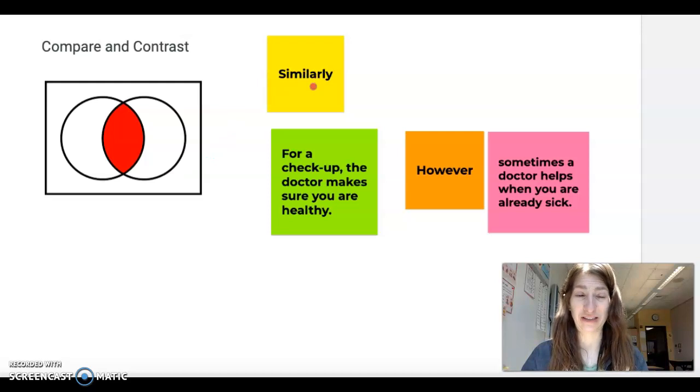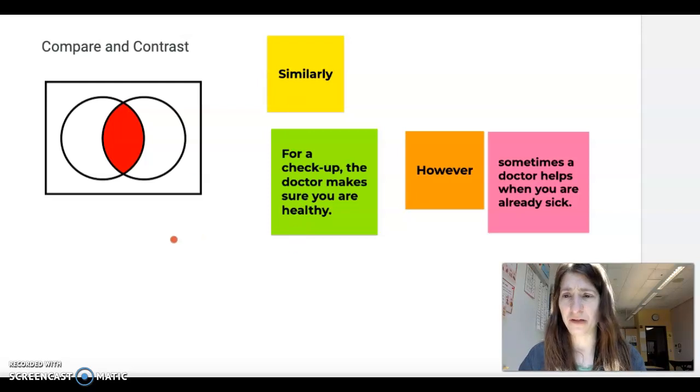I might use the word similarly if I'm talking about how two ideas are the same. Similar, similar in Spanish. So similarly, for a checkup, a doctor makes sure you are healthy. I should have described what I was thinking about before. Let me add that.